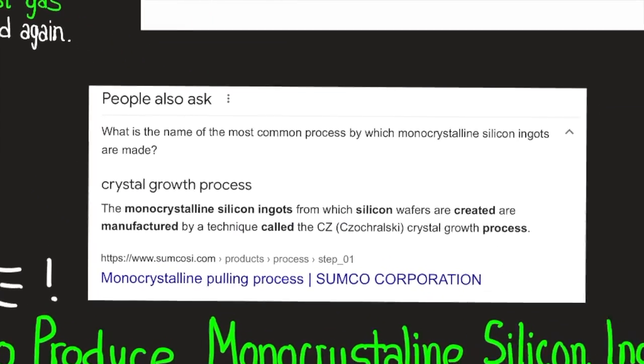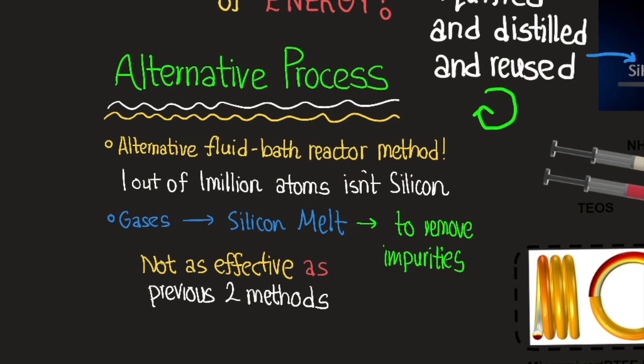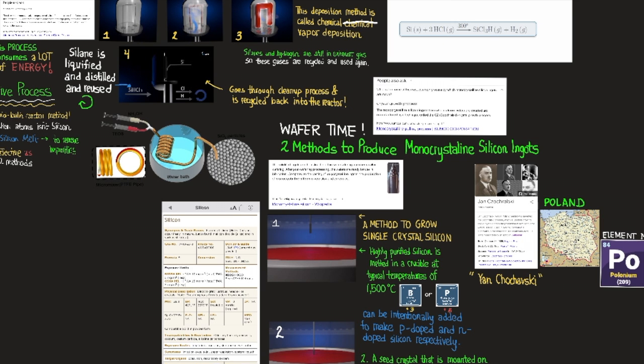People also ask, what is the name of the most common process by which monocrystalline silicon ingots are made? The crystal growth process. The monocrystalline silicon ingot from which silicon wafers are created is manufactured by a technique called the Czochralski crystal growth process. It's a monocrystalline pulling process. In an alternative fluid bath reactor method, only 1 out of 1 million atoms isn't silicon within the crystal. That's really pure. We take gases, the silicon melts, and then we use that to remove the impurity. This method is not as effective as the previous methods, but it still works. So let's learn about how wafers are made.